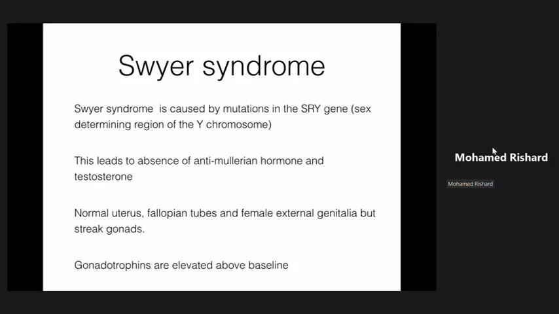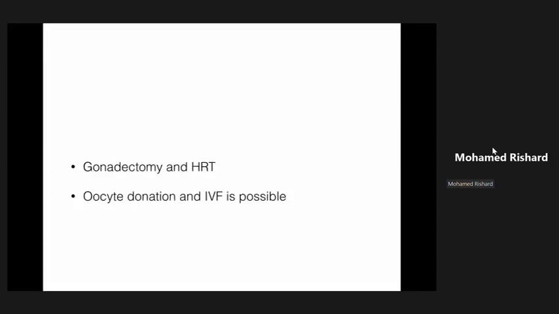Swyer syndrome is because of a problem in the SRY component of the Y chromosome. They are genetically supposed to be males. We have to do gonadectomy and HRT, and ovum donation and IVF is possible because they have a uterus and tubes.